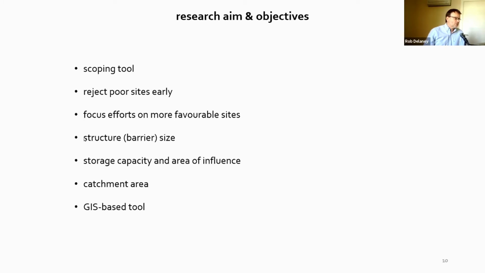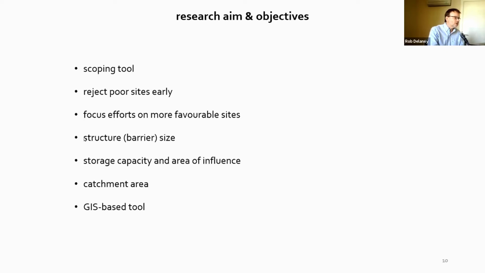We also would want to know the catchment area. When we put a barrier across a drainage network, there's a catchment area that runs into it. We want to know the size of that. And the tool should be a GIS tool to help the multi-criteria analysis, as we talked about, the other criteria. So we could put the outputs of this tool in and combine it with other criteria.